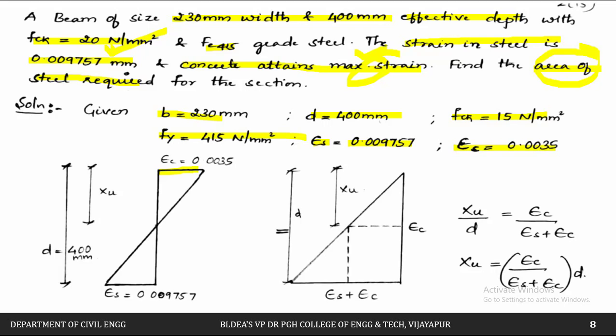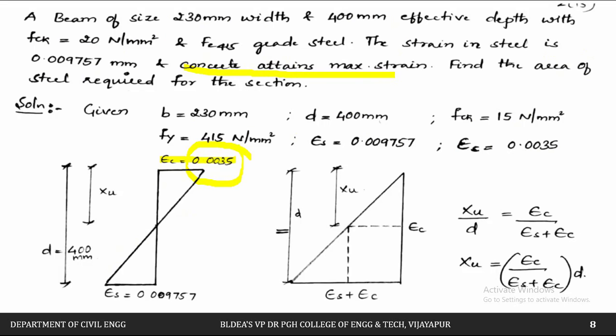So we will try to draw the strain diagram. Already we have done this in the derivation. The strain in the concrete is maximum; they have said concrete attains 0.0035, so epsilon C will be 0.0035. Then next they have given the epsilon S value, the strain in the steel, that is 0.009757. Based on this, we have to calculate the steel required.